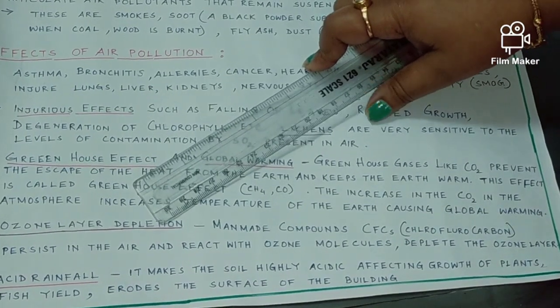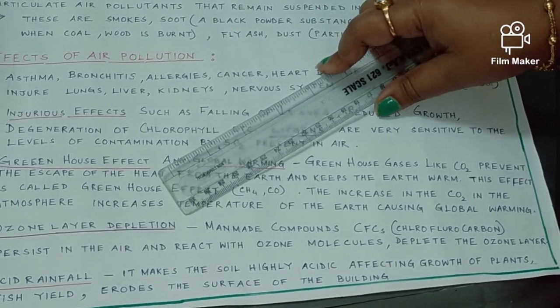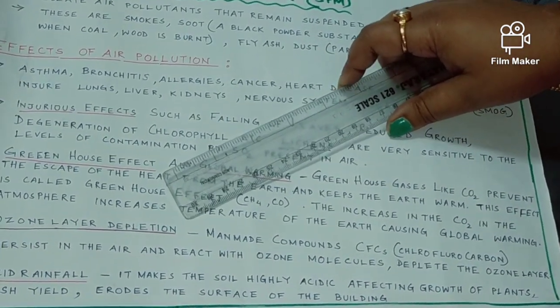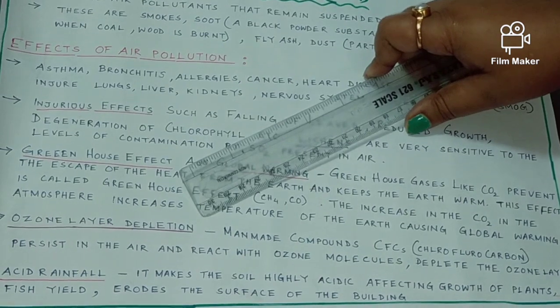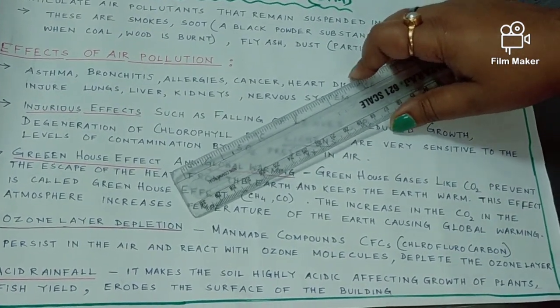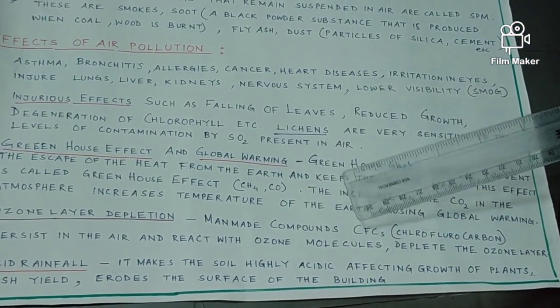As a result, what is happening? This CFC, whenever it is going into the atmosphere, it is creating a hole in the ozone, and ultraviolet rays are falling directly on the earth. So the ozone layer is getting depleted due to CFC.